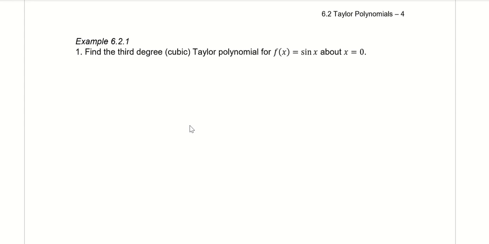So we want to find the third degree or cubic Taylor polynomial for this function, f of x equals sine of x, about x equals 0. So I know I want to find a Taylor polynomial, and specifically I want the third degree Taylor polynomial. The first thing I'm going to do before I do anything else, and I recommend doing this as well when you're practicing with these things or on an exam even, is write the form of the third degree Taylor polynomial, and then I'll fill it in as we go.